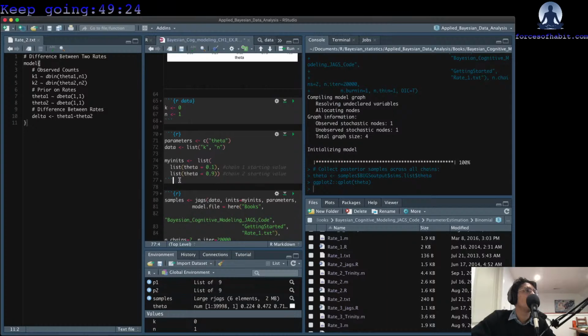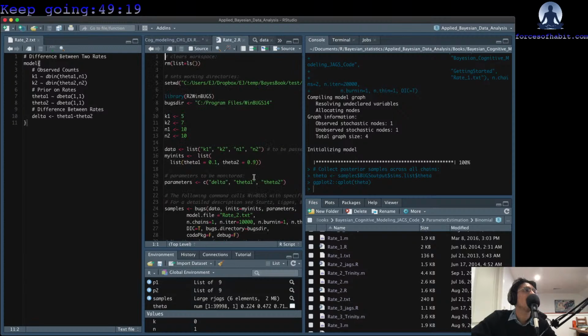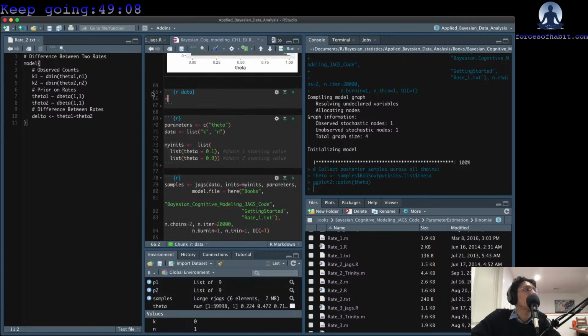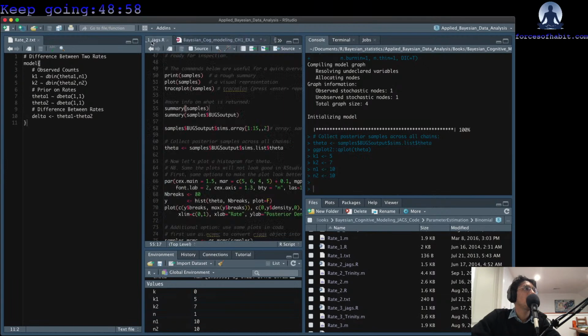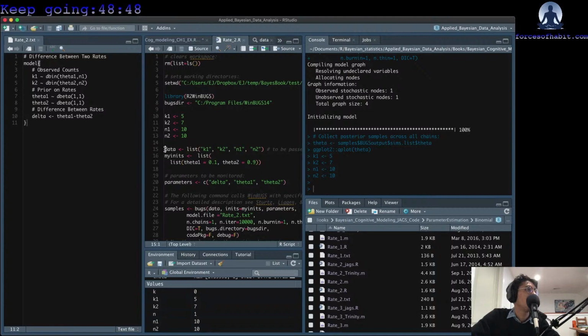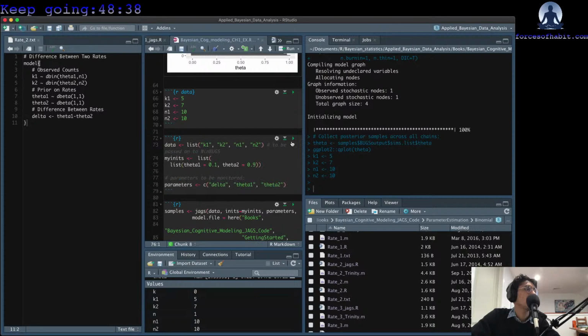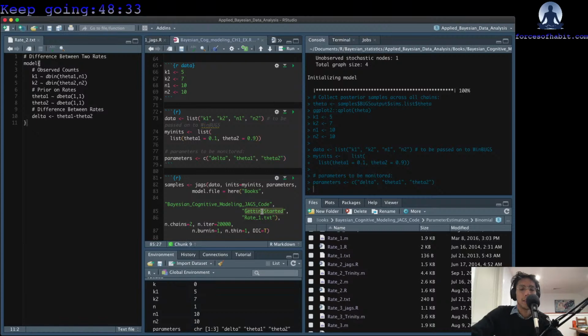So now we need this file, right? And here we'll have the data outlined right here. The parameters are different now too, because we're interested in both thetas and delta, the difference parameter. Make that clear. And then we just have to make clear where the text file is.